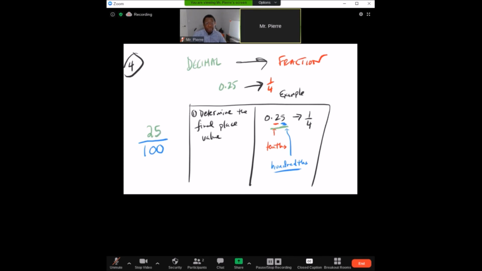But 25 over 100 isn't our final answer. Our final answer is 1/4. How do we get 1/4? You're probably already thinking to yourself, this word, yes, you are correct. We need to simplify. We're going to make it smaller. And what would be the equivalent fraction? Well, when we divide both our numerator and denominator by 25, 25 divided by 25 is equal to 1, and 100 divided by 25 is equal to 4. So that's how we ended up with 1/4.